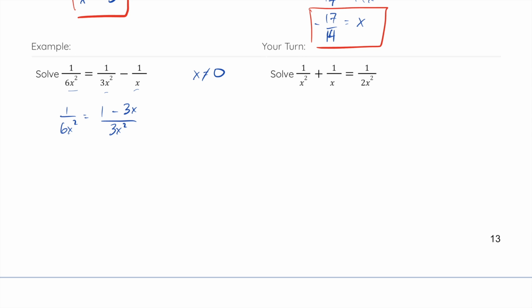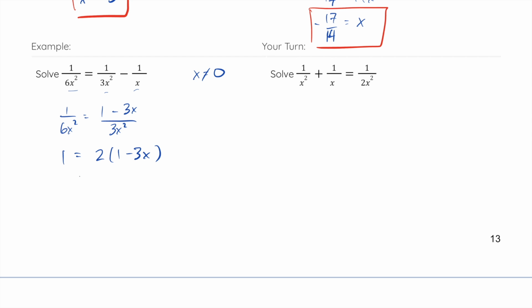Now I can do a few different things here. I see that both denominators have an x squared and both have a common factor of 3. So if I multiply both sides by 6x squared, or if I multiply both sides by 3x squared, that would divide out. So really what I need to do is do 1 equal to 2 times 1 minus 3x. And that would ultimately divide out.